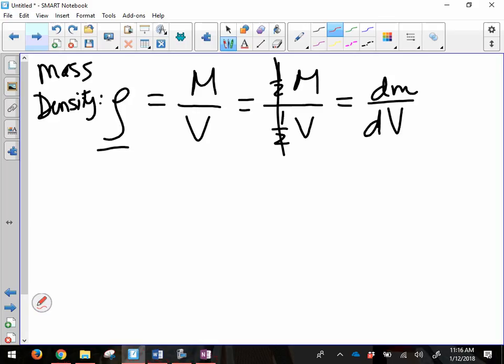Which means I can take this part and this part, and these are constants, and I can solve it for dm.